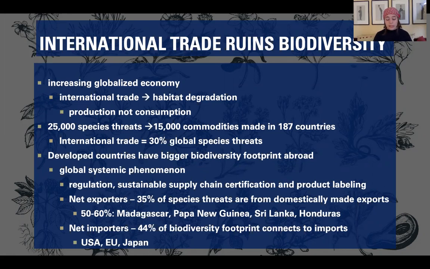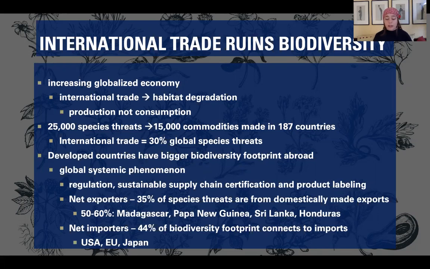Through an increasingly globalized economy, international trade exacerbates habitat degradation at locations of production, not consumption. More than 25,000 species threats are connected to more than 15,000 commodities made in over 187 countries. More than 5 billion supply chains have been evaluated in terms of their biodiversity impact. About 30% of these global species threats are due to international trade, not counting invasive species.